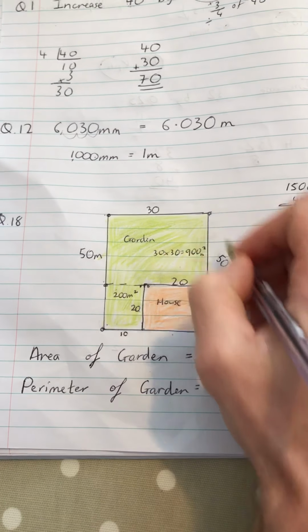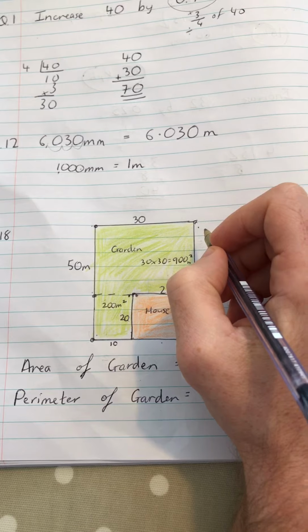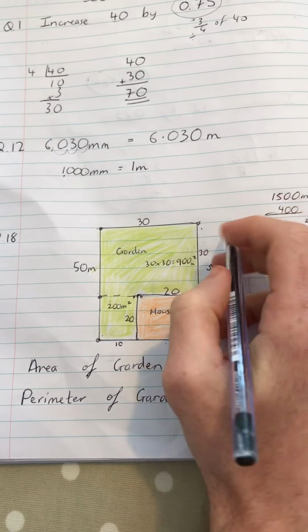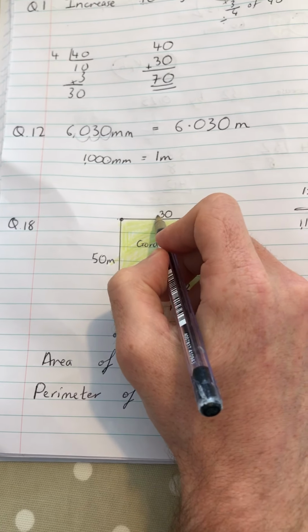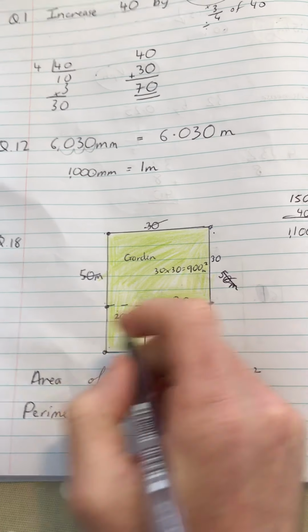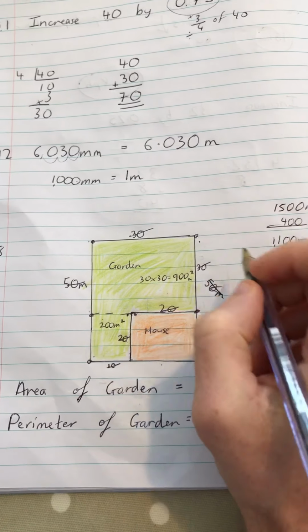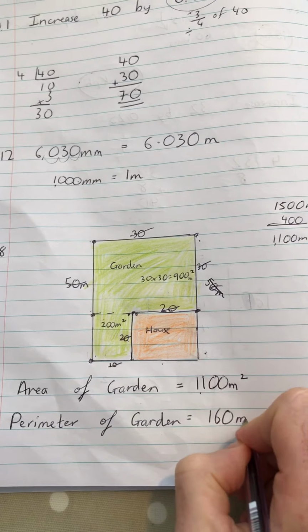Now here to here is 50, but that's not what we're looking for. I'm just going to cross that out actually. We're looking from here to here. So if there's 50, that would be 30. Okay, and now I'm going to count them up and tot them off, or cross them off as I tot them up. So 30 and 50 is 80, and 10 is 90, and 20 is 110, and 20 is 130, and 30 is 160. 160 meters is my perimeter.